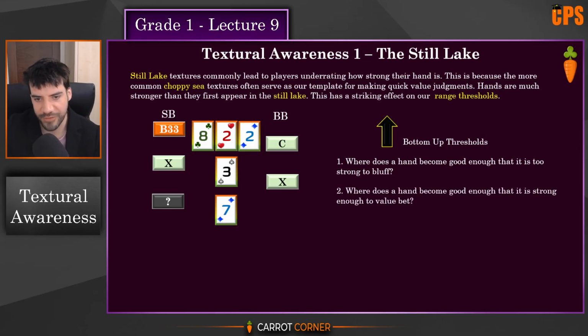Once you've done that, have a think about where a hand becomes good enough that it's strong enough to value bet. So in other words, continue to scan up further. Where does the second point reside in the range?